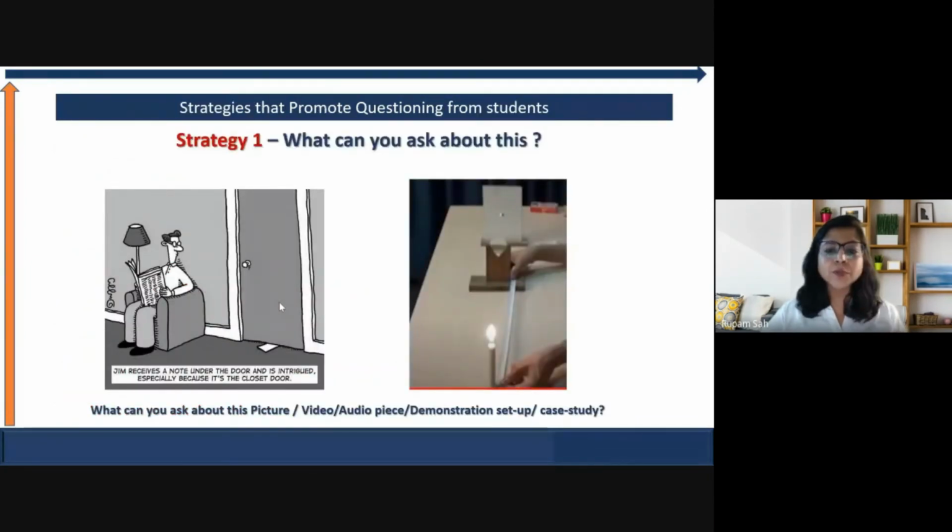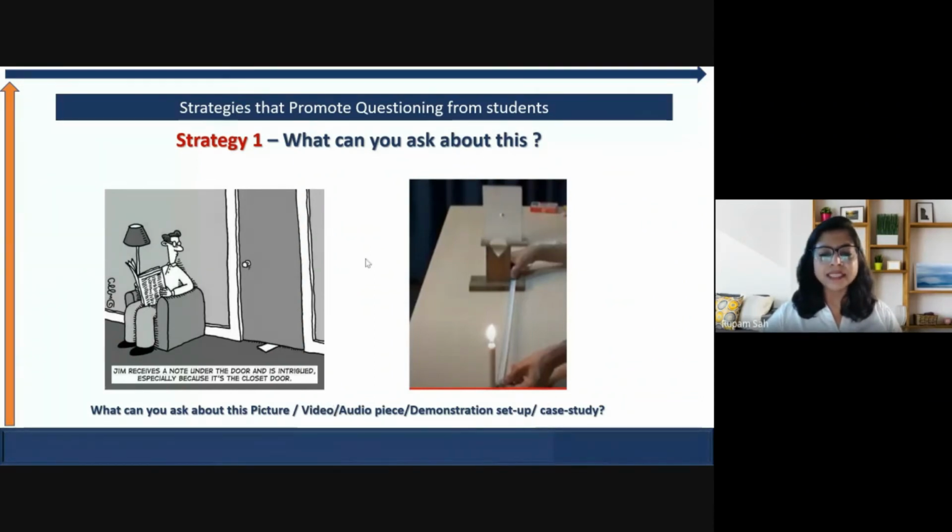So, strategies to promote questioning. One of the strategies is, what can you ask about this? So if you see here, say there are two pictures. Suppose there is a picture, a video, an audio piece, a demonstration setup, any case study. What will you ask your children? You can say, okay, now that you're looking at this picture, tell me, what can you ask about this? Normally we tell them to interpret this picture or tell what they are seeing. So I tell them, what can you ask about this picture, right? That also will help them to develop the questions.